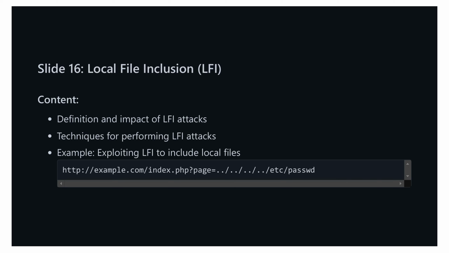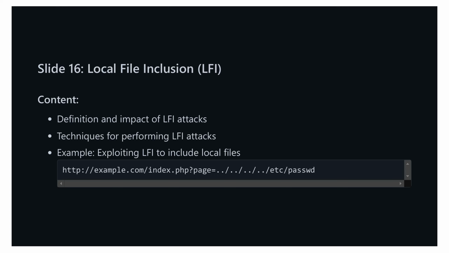In the previous module, we discussed remote file inclusion, or RFI, where an attacker includes a remote file in a web application, typically leading to the execution of malicious code hosted on a remote server. Now we're moving on to local file inclusion, or LFI, attacks. Local file inclusion is quite similar to RFI, but instead of including files from a remote server, the attacker includes files that are already present on the local server. The impact of LFI can be just as severe as RFI, as it might give the attacker access to sensitive files stored on the server, or even allow the execution of local scripts.